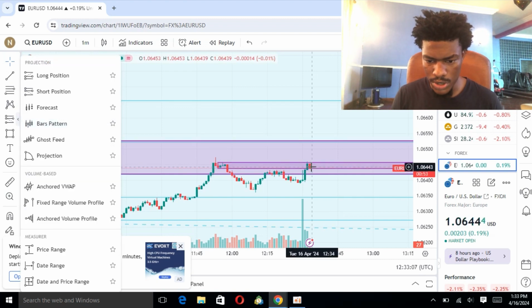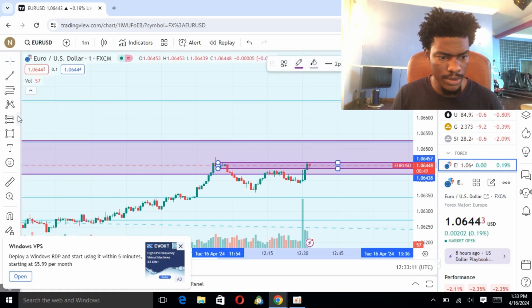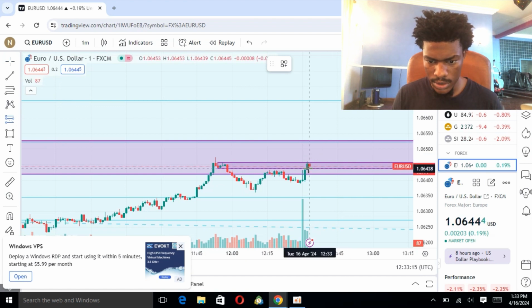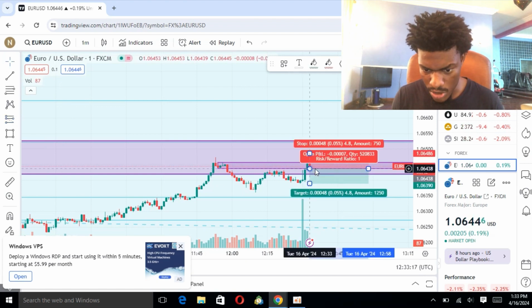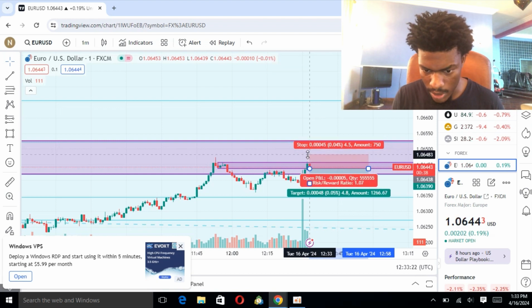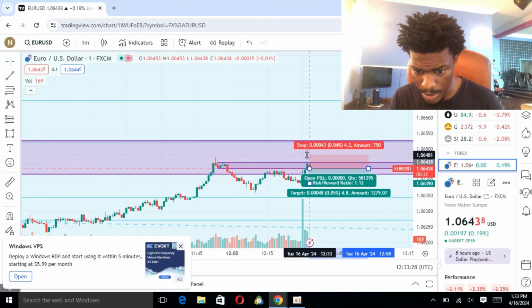I've entered my short position here. Sorry, I've entered my short position here. This is my short position. I've put my stop loss a bit above the other block, so my stop loss will be around here. That's around 3 pips stop loss.